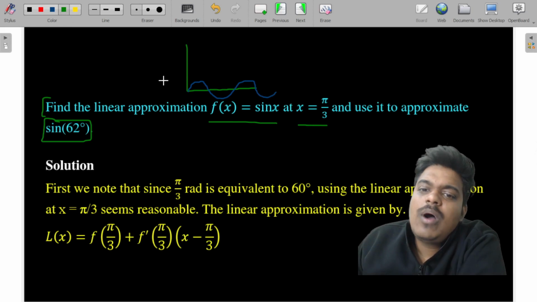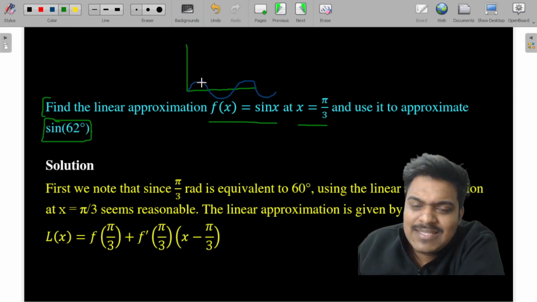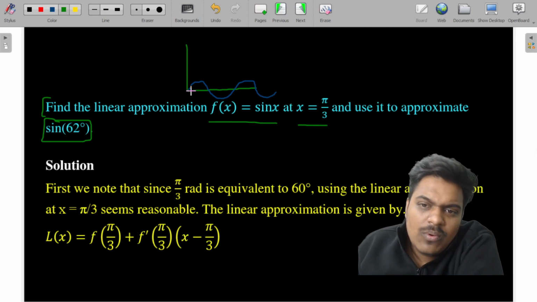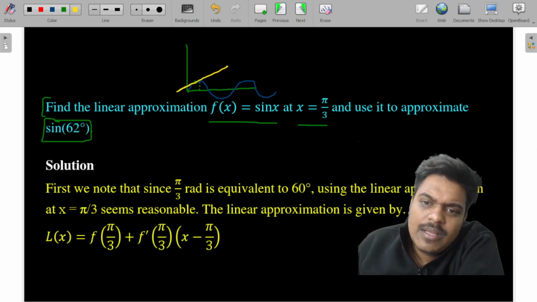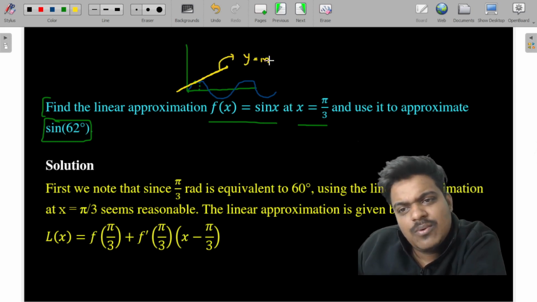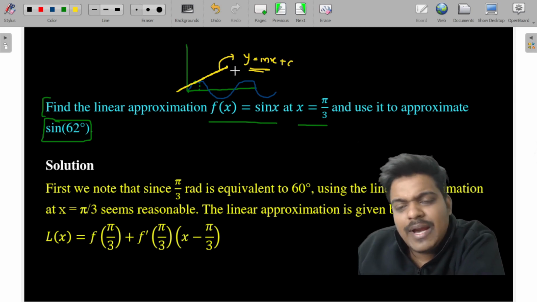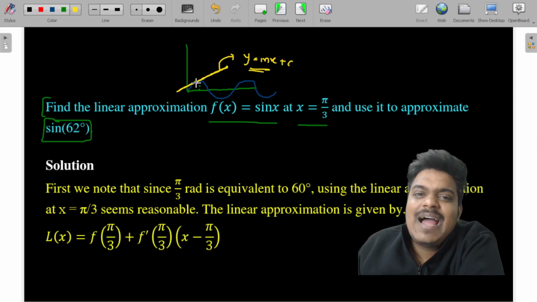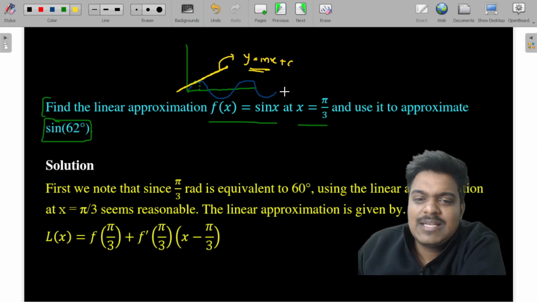Now we need to approximate the value at x is equal to pi by 3. Now this is 0, this is 90, somewhere this is pi by 2. Now if you try to draw a line at this point, the equation of this line you need to find out, y is equal to mx plus c. If you get this line, you can get the values of the remaining things. Suppose this is 60 degree. You need to calculate the value for 62 degree.